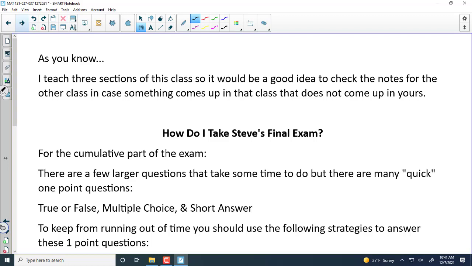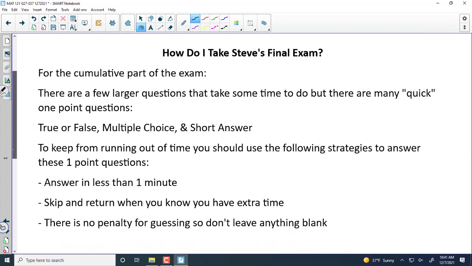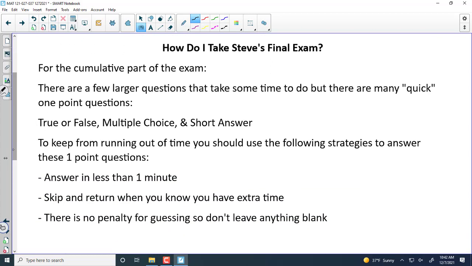All right. So let's talk about the cumulative portion of your exam. It's basically the first half of your exam. There's a large number of quick 1-point questions: multiple choice, true-false, short answer, quick fill-in-the-blank problems. Because they're only worth 1 point, there's quite a few of them. And you're going to run out of time if you spend 5 minutes on each 1-point question. I don't want anyone running out of time on this test.